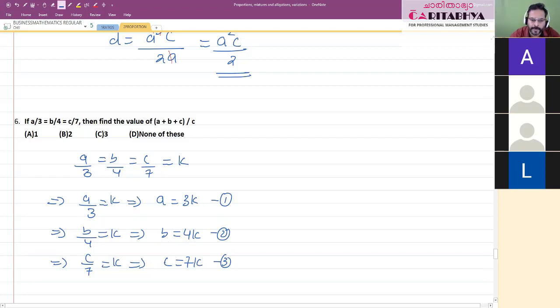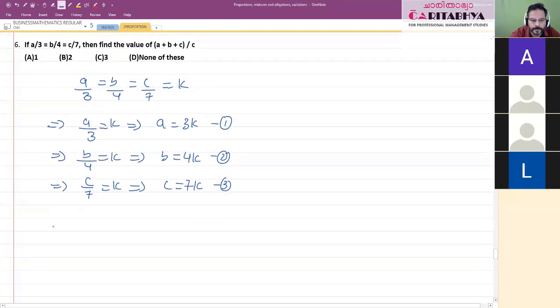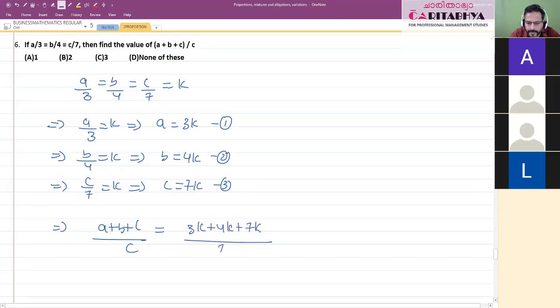So okay, A യും B യും C യും കിട്ടി in terms of constants. So നമുക്ക് ഇനി കണ്ടുപിടിക്കേണ്ടത് എന്താണ്, A plus B plus C divided by C. A എത്രയാണ്, 3k plus 4k plus 7k divided by 7k. 14k divided by 7k. k gets cancelled. 14 divided by 7 equal to 2.